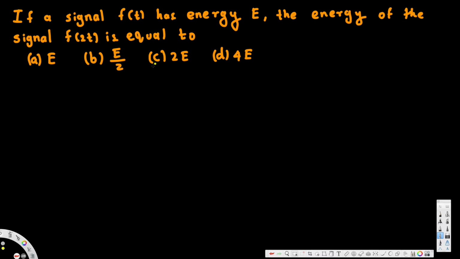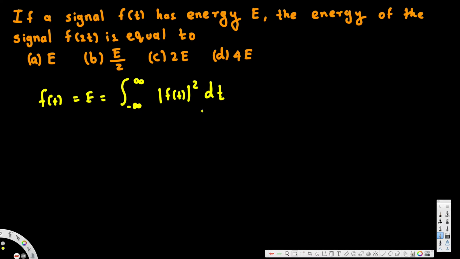Now to find this out, first we have to know the energy equation. For f of t, the energy equation is given by the integral from negative infinity to infinity of mod f of t squared dt. So this is the energy equation. Now let's see how we can use it.